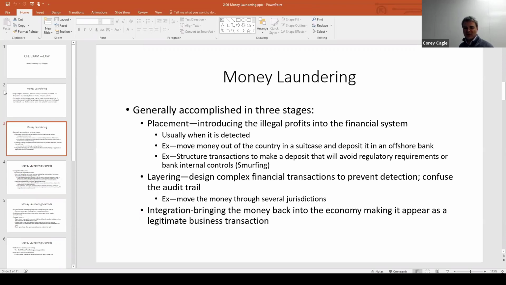Structuring transactions to make a deposit that will avoid those regulatory requirements we talked about last time. We even talked about what that was called. I put it back in parentheses.